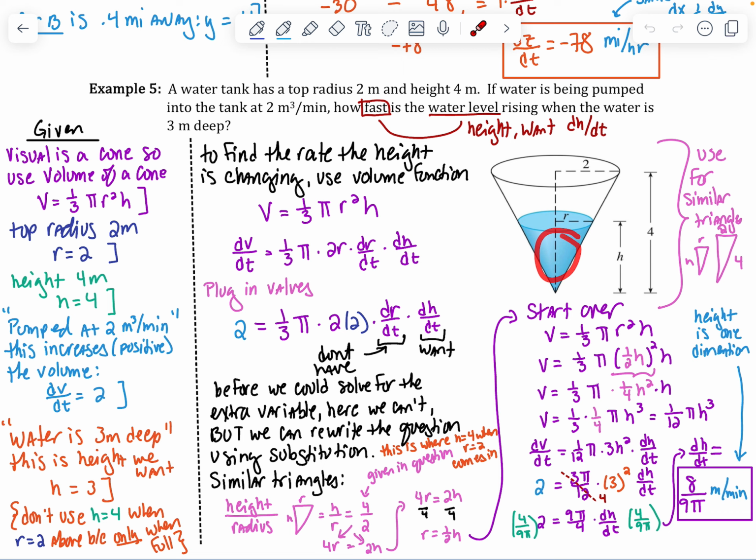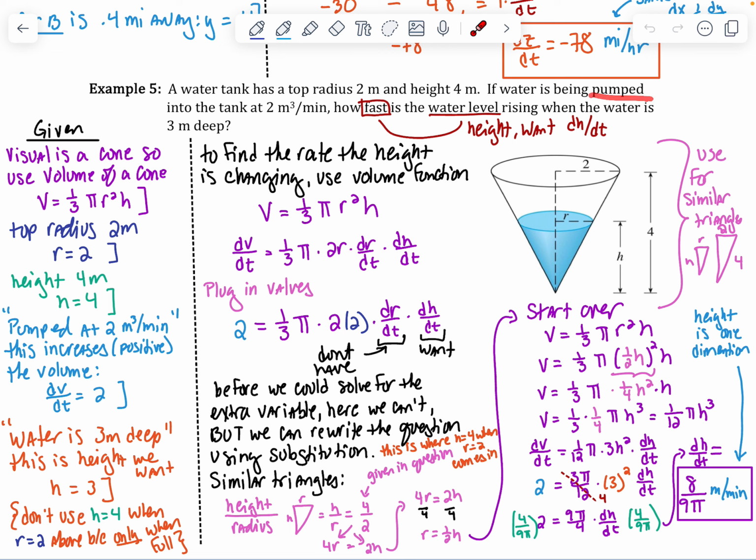So we kind of know how much water is in there, but we want to know the water level, but specifically how fast it's rising. Lots of things going on. So in this case, you're actually also given the visual so that you know it's a cone. So let's break down what we're given. Like I said, the visual is a cone, so that's how we know to work with a cone.